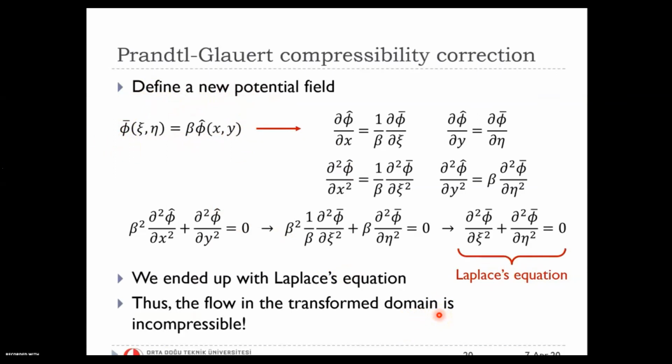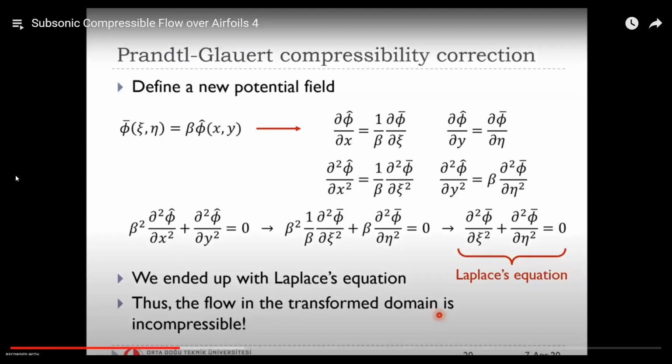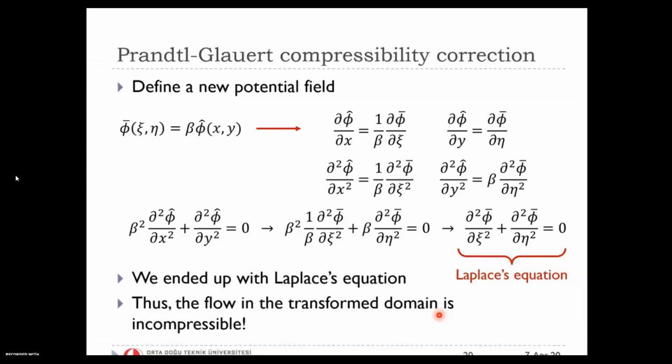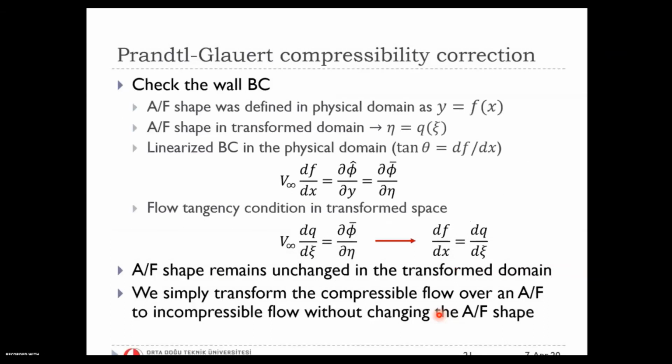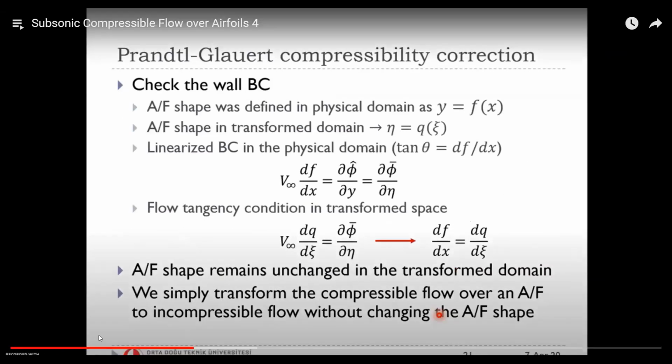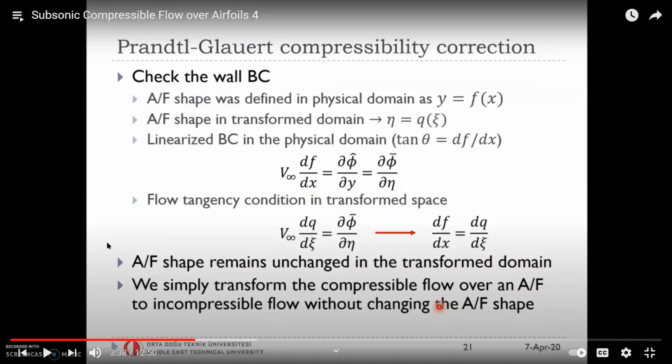Okay, this is good so far, because it means that we can get a relation between incompressible flow properties and compressible flow properties through this mapping relation, through this transformation. However, we need to make sure that we are still talking about the flow around the same shape, the same airfoil. So to check that, we can check the wall boundary condition, whether we have the same wall boundary conditions in both domains. Okay, so did you see just what happened?